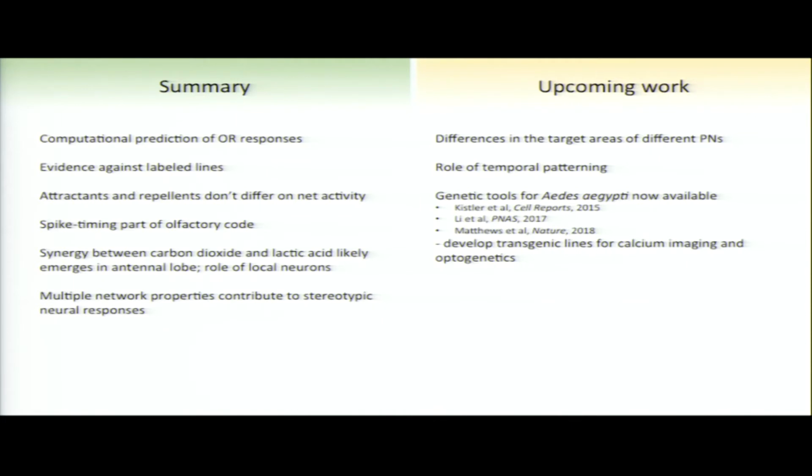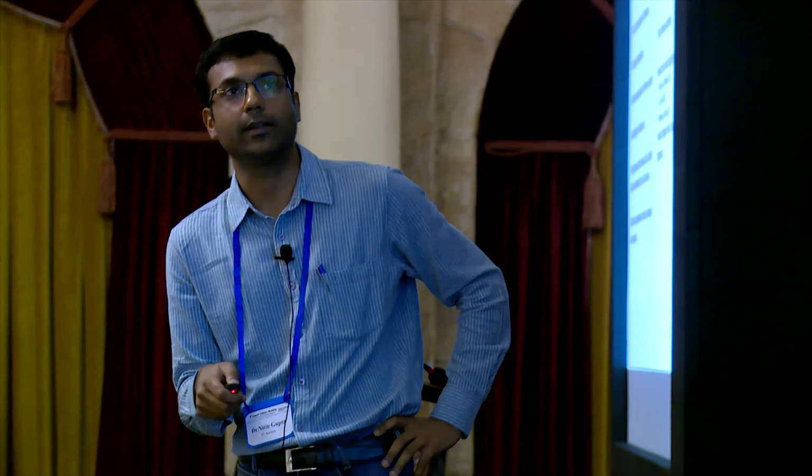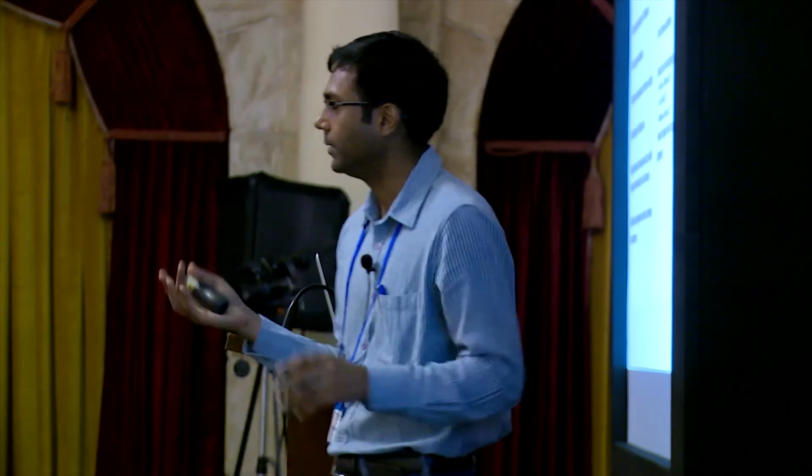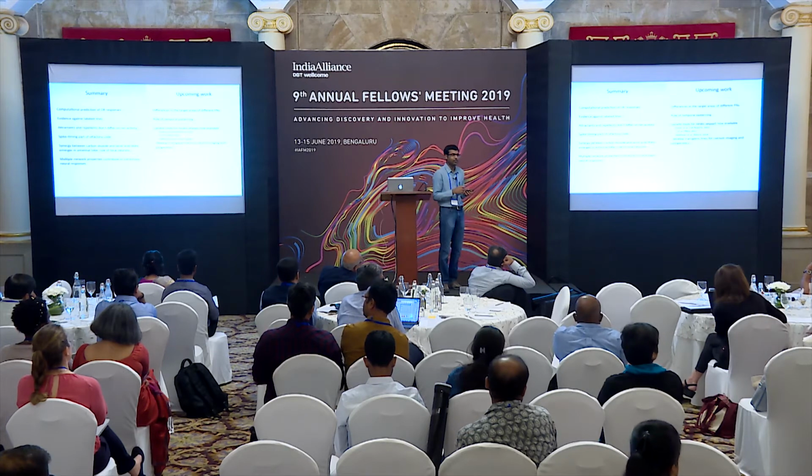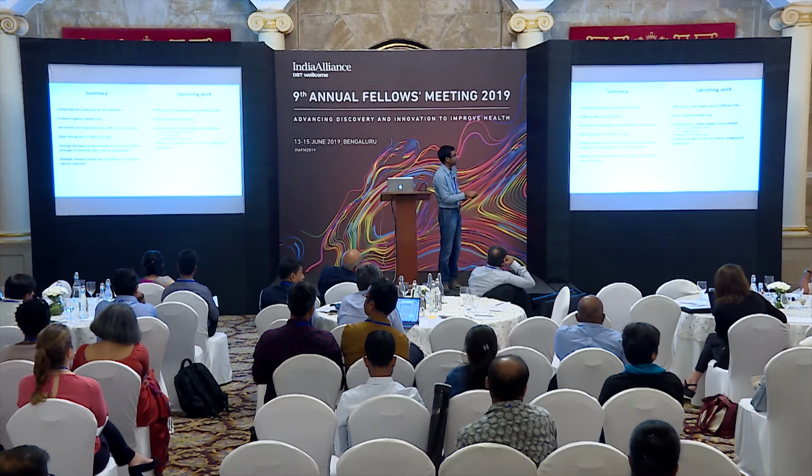Now we are going to see whether the projections of different neurons from the antennal lobe to higher brain areas are segregated between attractive or aversive odors, or whether they are also overlapping. And we are trying to look at the role of the temporal patterning within the olfactory codes. In recent years, luckily, people have also started developing genetic tools for Aedes aegypti using CRISPR-Cas9. We are taking advantage of that and also trying to develop transgenic mosquitoes that would express GCaMP for calcium imaging or optogenetic proteins for manipulating the activity of neurons in specific areas.